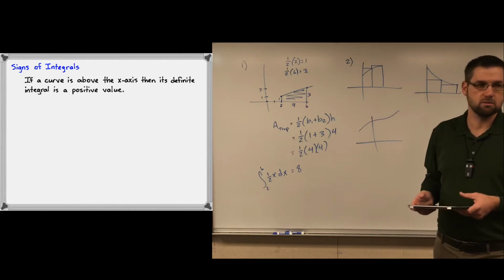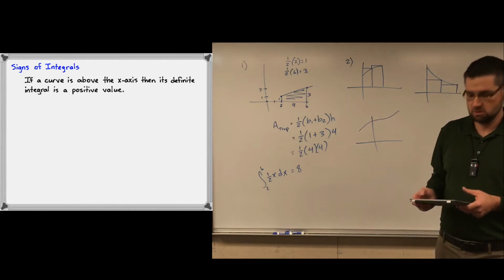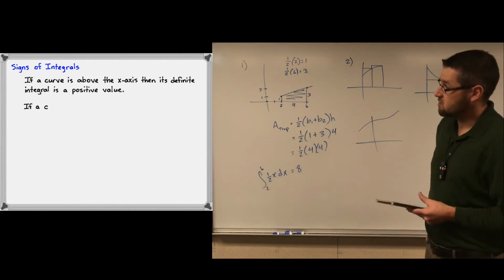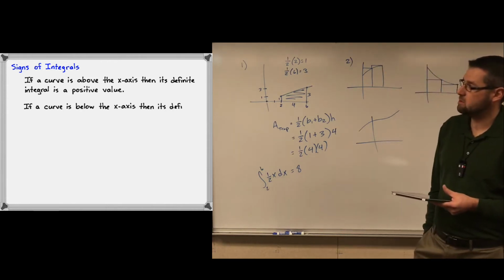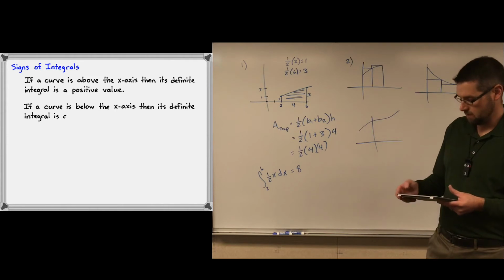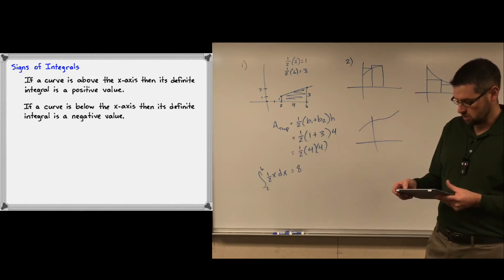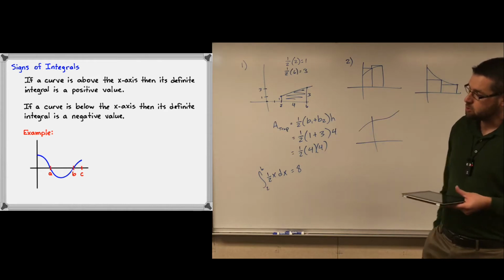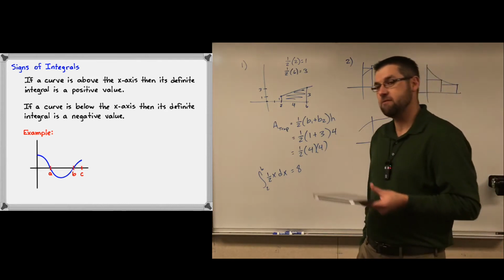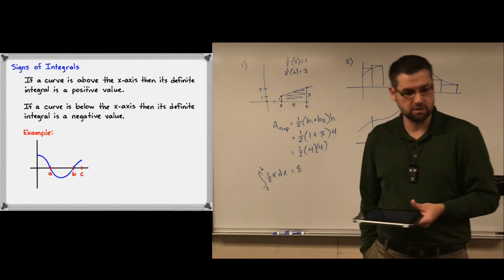And conversely, if it's below the x-axis, then the definite integral is negative. Okay? So I'm not going to dwell on that too much, other than to look at the graph. So here's a graph that has regions that are above the axis and below the axis.